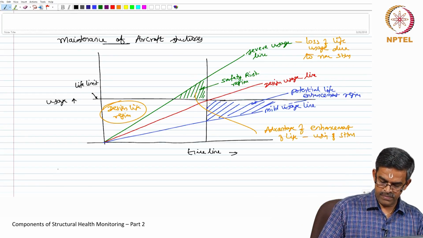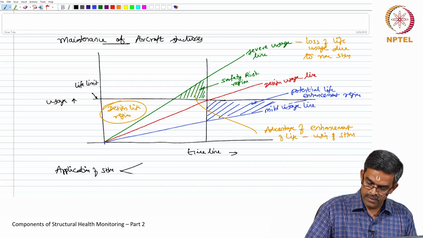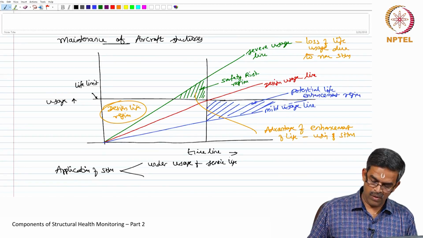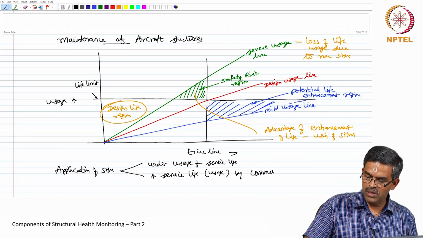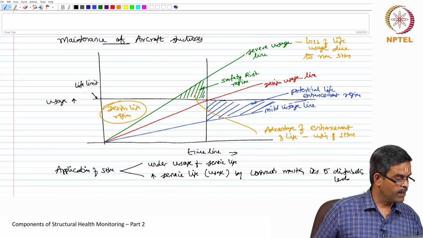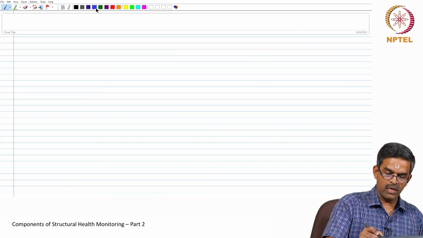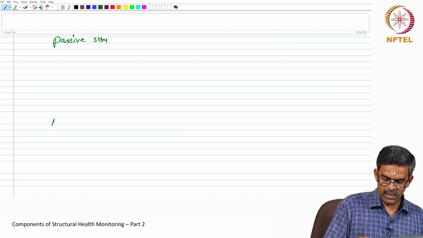So, application of SHM can help in checking the under usage of service life of an aircraft, and it can enhance the service life or usage value of an aircraft by continuously monitoring its stress distribution levels. In this context, people also recommend passive SHM and active SHM.